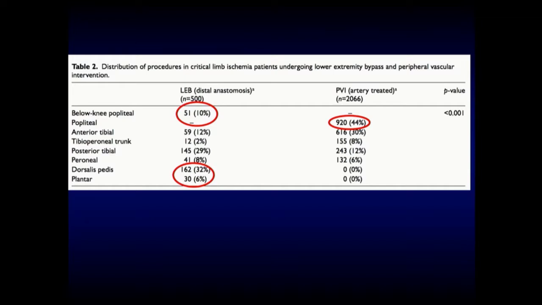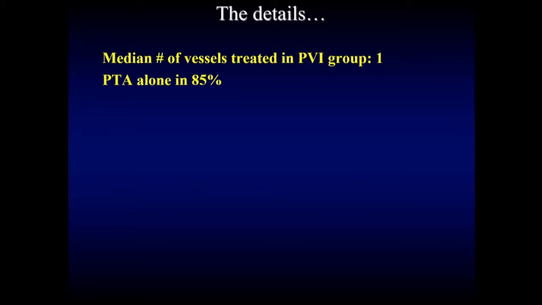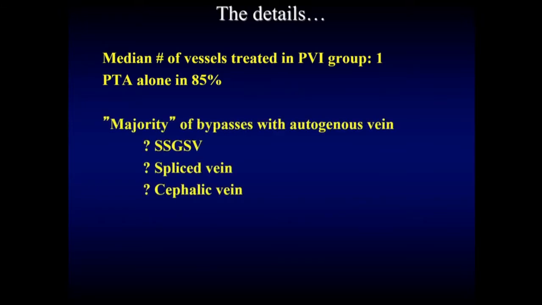38% of the bypass patients had a target on the foot, the DP or the lateral plantar, where there were no pedal interventions. So these are different groups of patients. The details: the median number of vessels treated in the PVI group was 1. The majority had an angioplasty alone, so these weren't complex lesions.